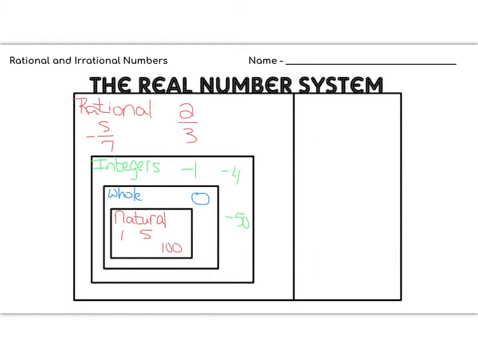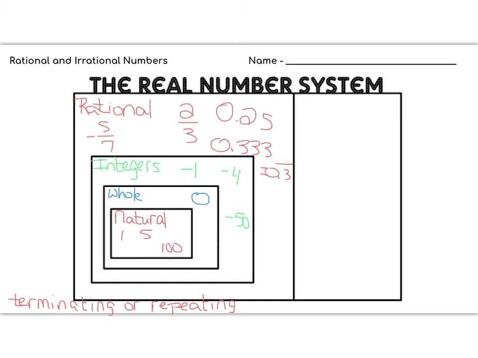This includes your terminating decimals, so 0.25, right? You know that you can write that as 1/4. This also includes repeating decimals, so 0.333, or we would just write that as 0.3 repeating. That can be written as a fraction. That is 1/3. So it's important to know that rational numbers can be terminating decimals or repeating decimals, okay?